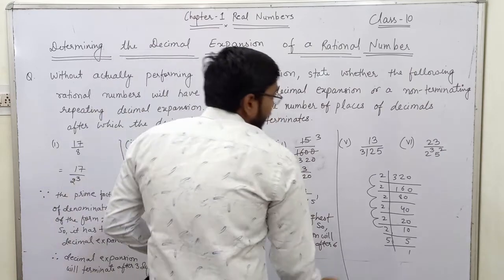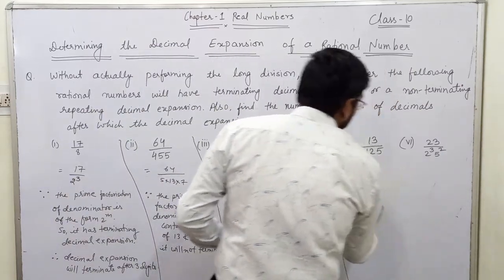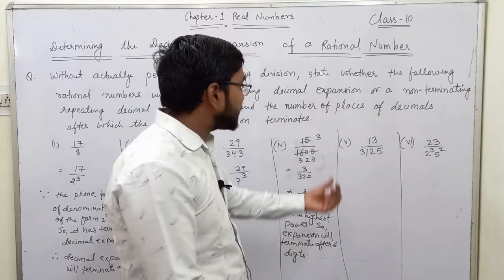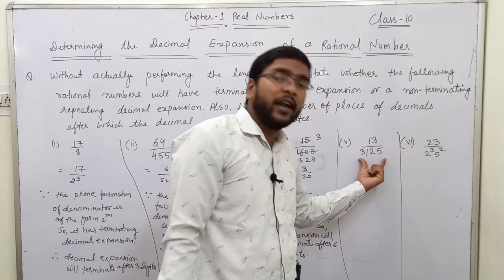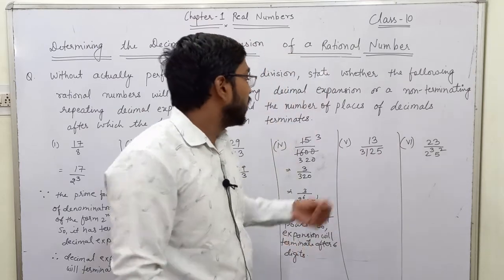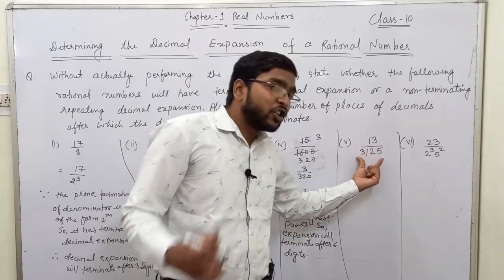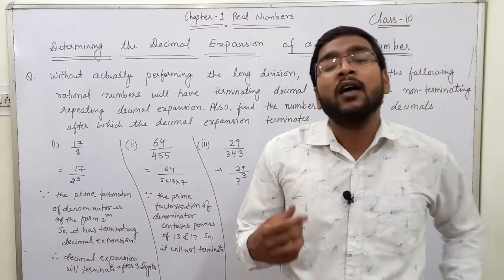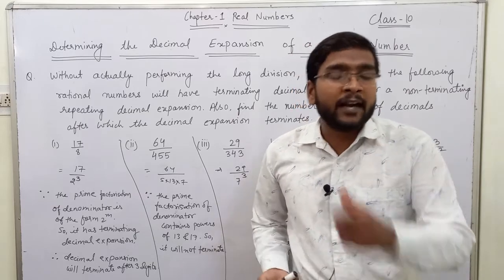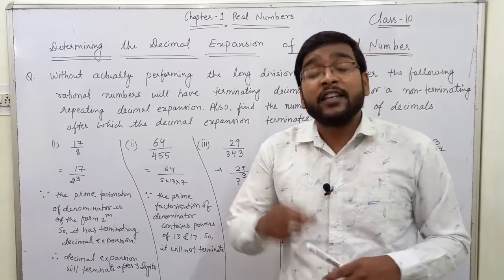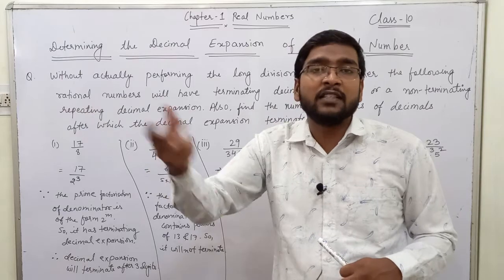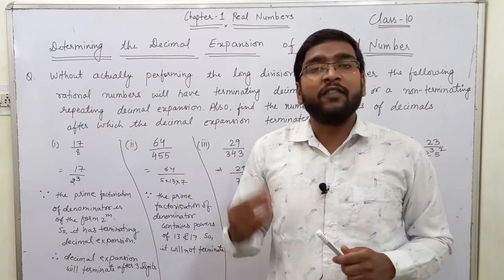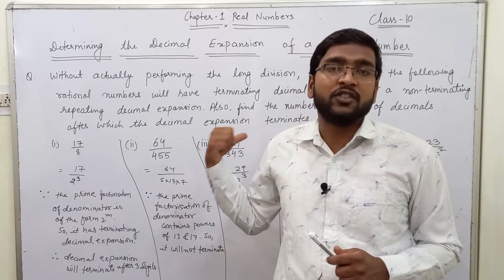Okay, in the next problem, we will do the same thing. We will first find out the prime factorization of the denominator, and if the prime factorization of the denominator contains powers of 2 or 5 or both, we will say that the given number has a terminating decimal expansion. Whichever of 2 or 5 has the highest power will determine after how many digits its decimal expansion terminates.